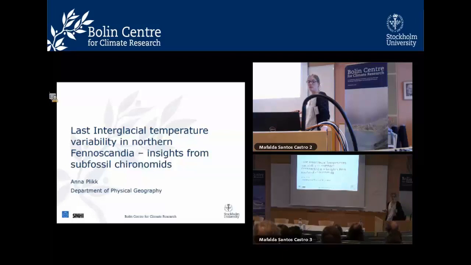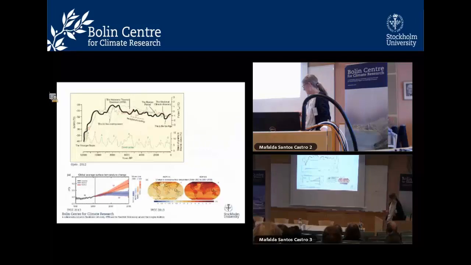from subfossil chironomids. So, as we are now approximately 11,000 years into the present interglacial, it is becoming increasingly obvious that we humans are affecting our climate, with a projected warming of at least 2 degrees in the coming century, being more pronounced in the Arctic areas.